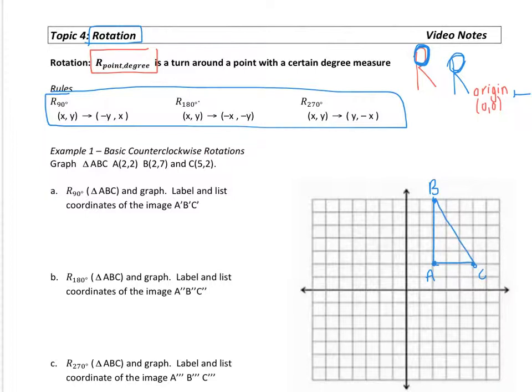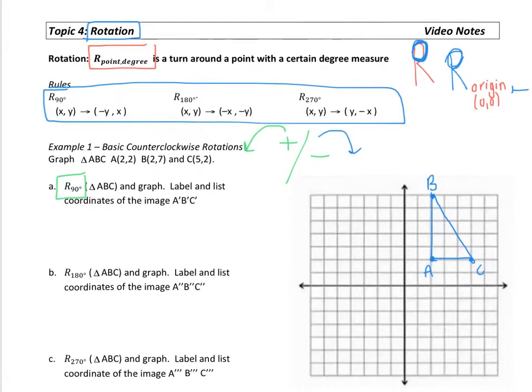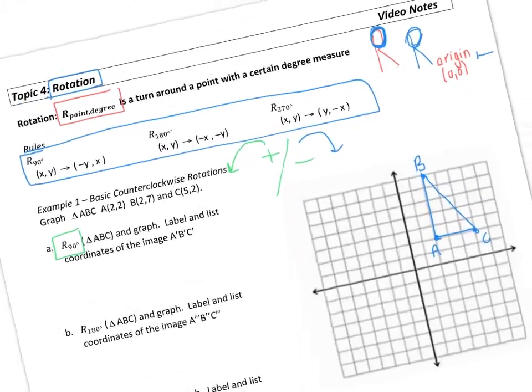Okay, so our first step is to rotate triangle ABC 90 degrees. And when we rotate, it's important to remember that we are going in a counterclockwise direction. Here, positive always gets rotated counterclockwise, negative degrees always gets rotated clockwise. So if I'm going to rotate triangle ABC counterclockwise by 90 degrees, what I need to do is take my paper and physically rotate it 90 degrees, meaning one turn to the left.